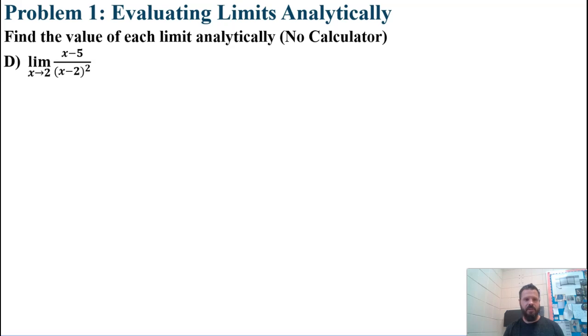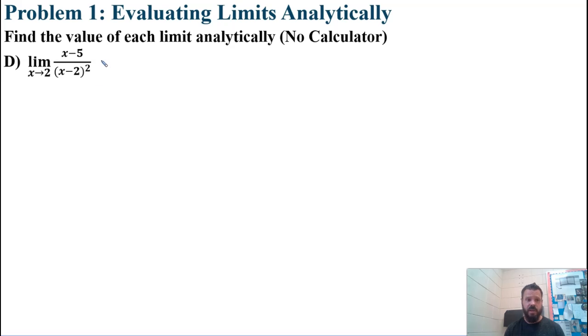All right, next up, let's take a look at part D together. Looks like we've got the same issue with a rational expression. Looks like we're going to have an issue with zeros in the denominator, but here I want to show you a case where the limit doesn't exist. So, right off the bat, let's take a look at using direct substitution.